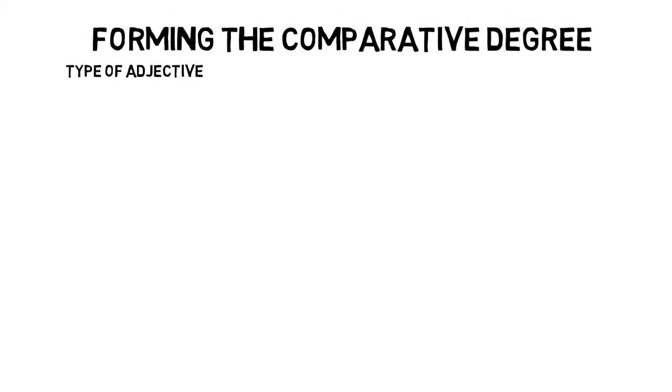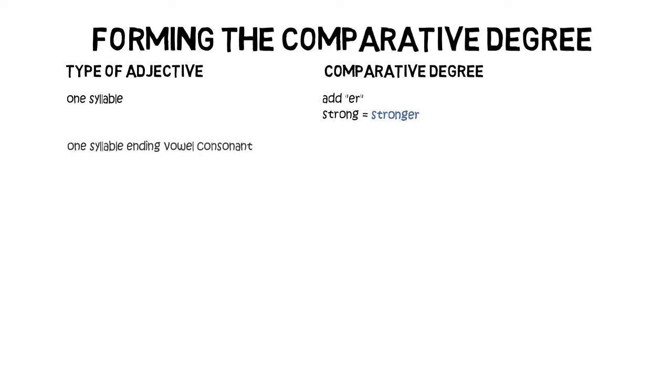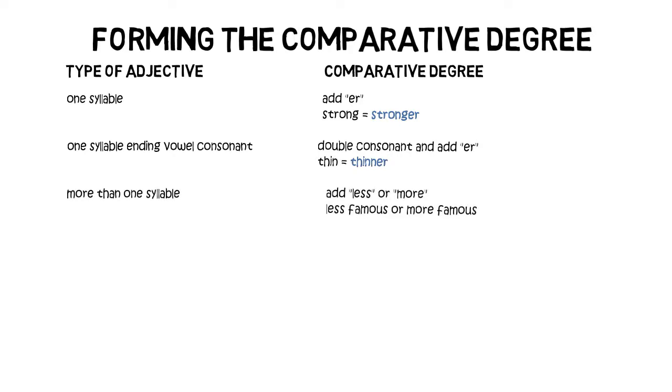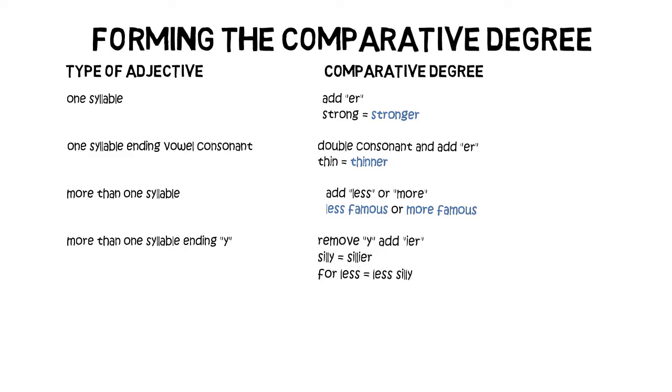Let's have a look at forming the comparative degree. So this slide is about forming the comparative degree of adjectives. So let's look at them. If it's one syllable, you add -er, so strong becomes stronger. If it's one syllable that ends in a vowel and a consonant, like thin, then you double the consonant and add -er. More than one syllable, add less or more, so you end up with less famous or more famous. And if it's more than one syllable, ending in Y, then you remove that Y and add -ier. So silly becomes sillier. But if you need the less version, then you add less, so it becomes less silly.